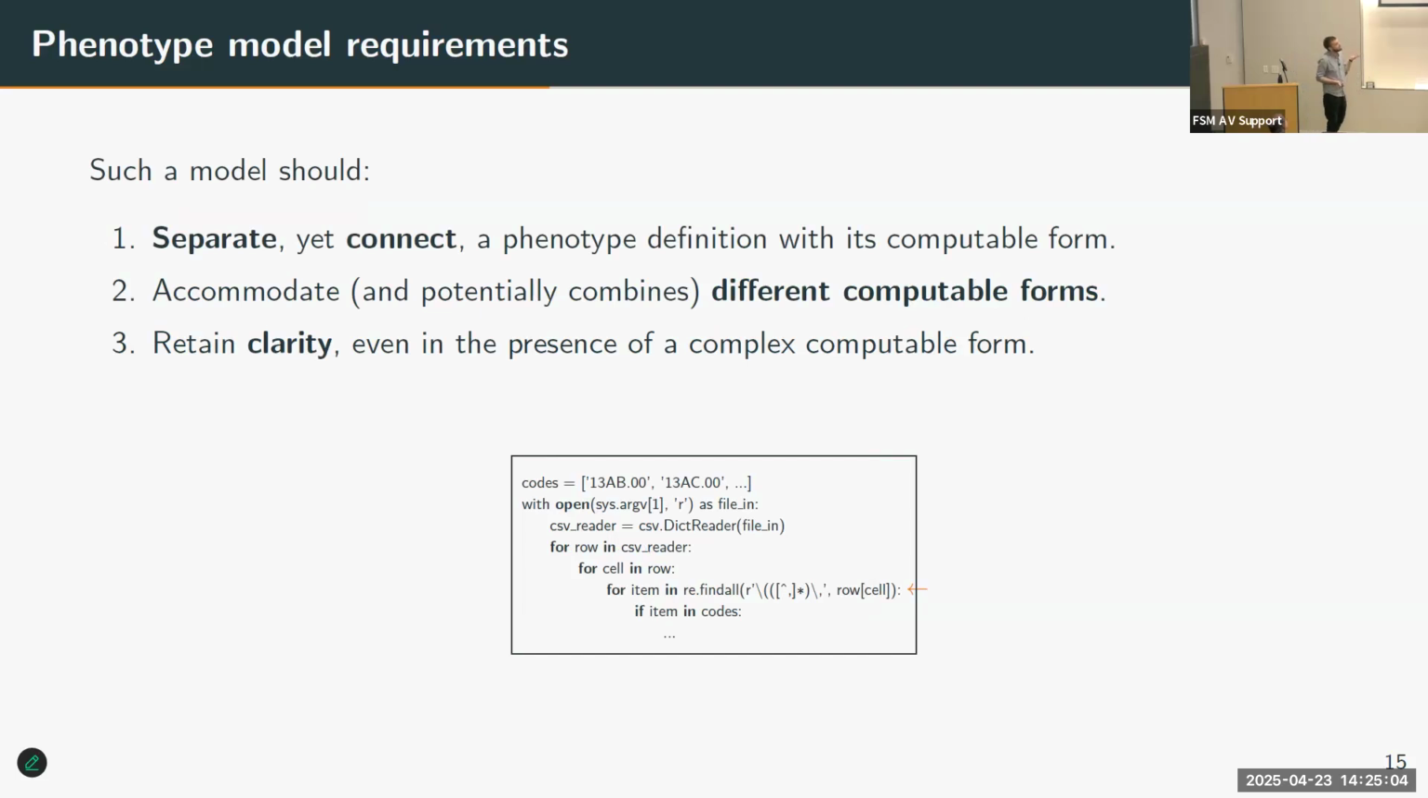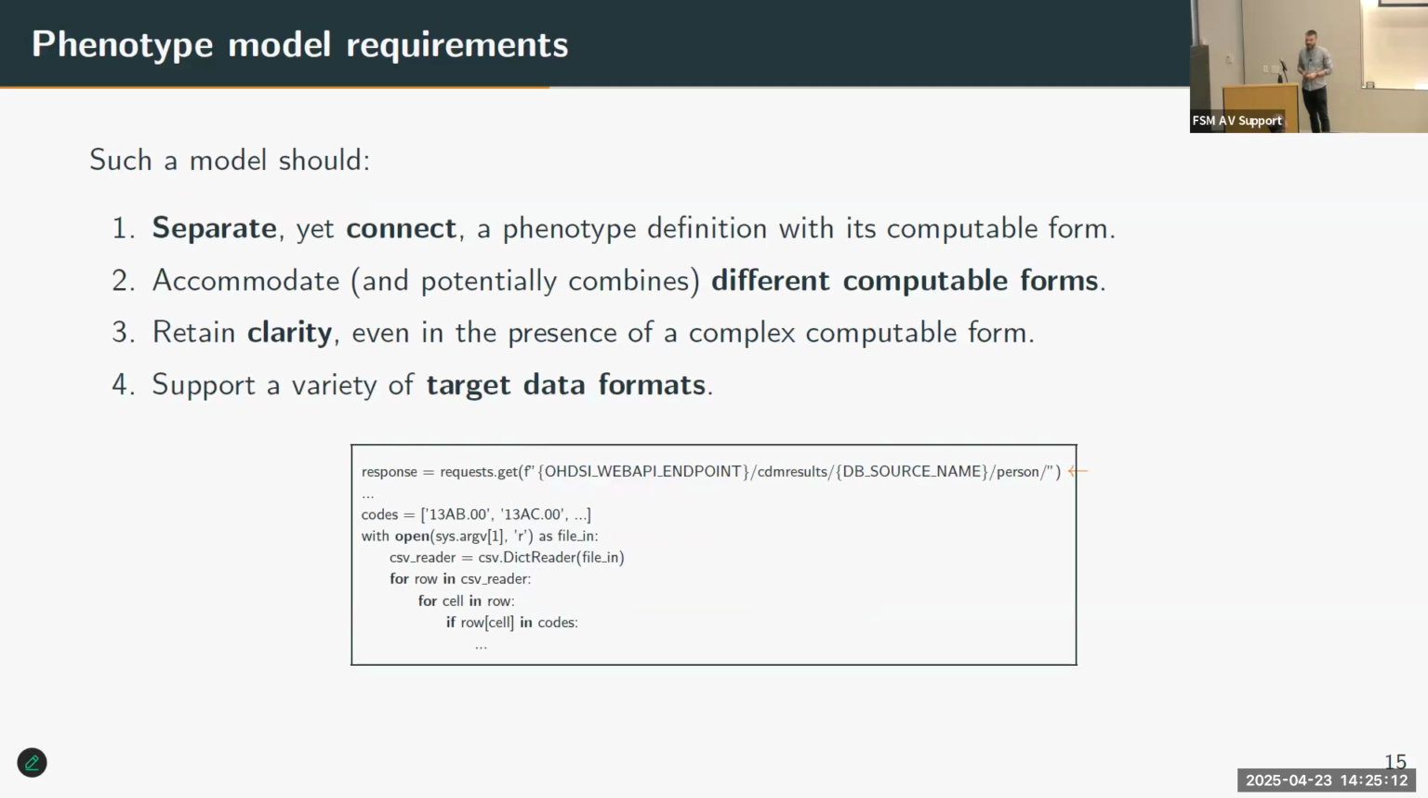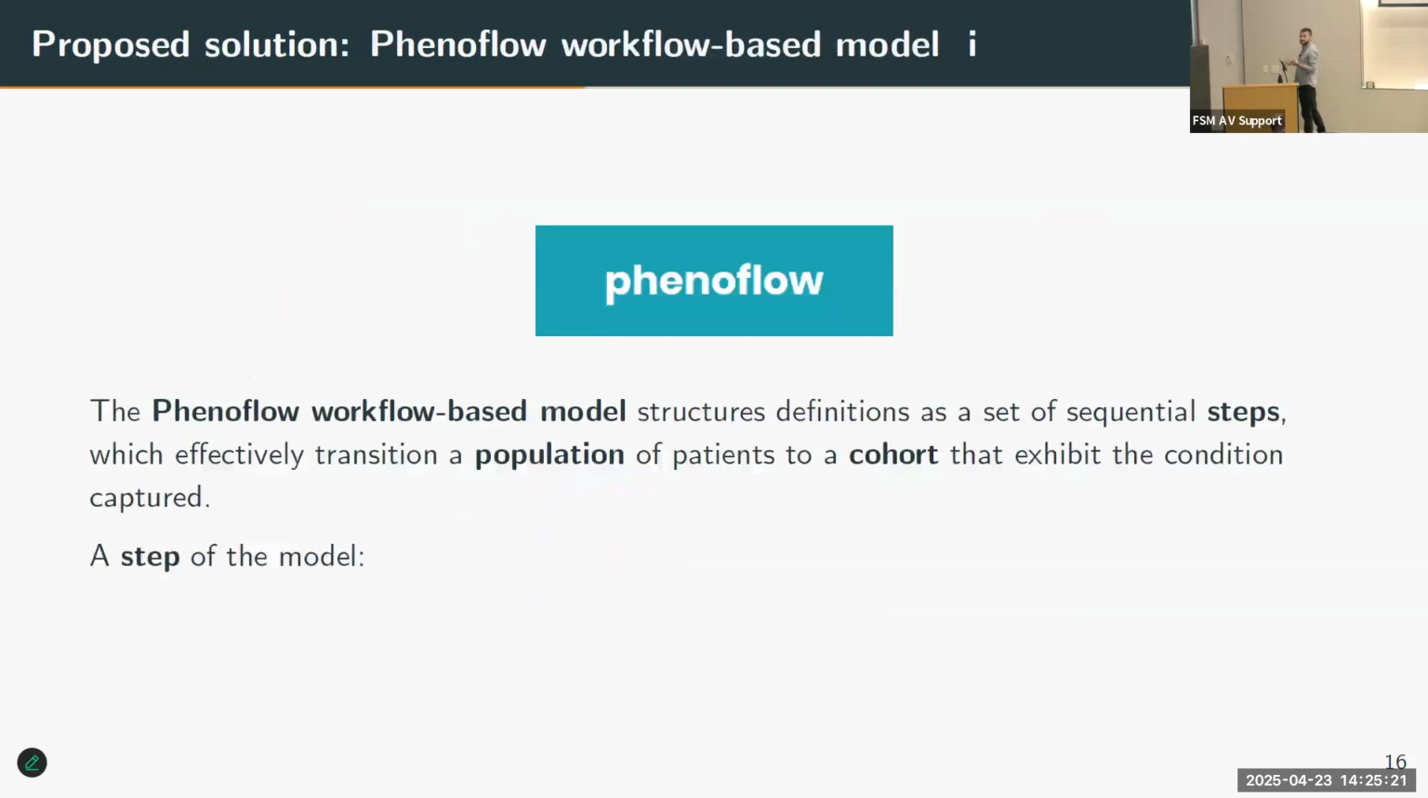We need to retain clarity. So again, remember this tricky regular expression. We need a model that allows us to specify exactly what's going on so that we can offset that. And finally, we need a model that supports a variety of target data formats. We don't just want to anchor ourselves to something like OMOP. We want some flexibility. And this is where, and again, I'm not trying to sell this, this is just our approach to this. It's thrown up, to be honest, a lot more problems than it probably solves, but that's part of the research project. That's why it's fun.